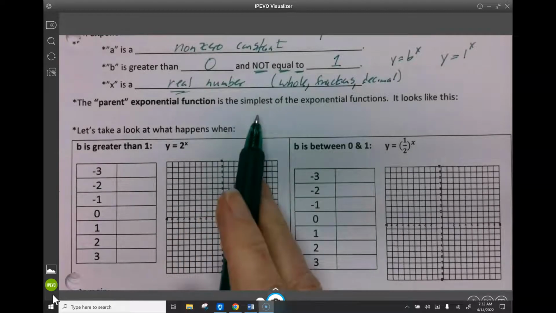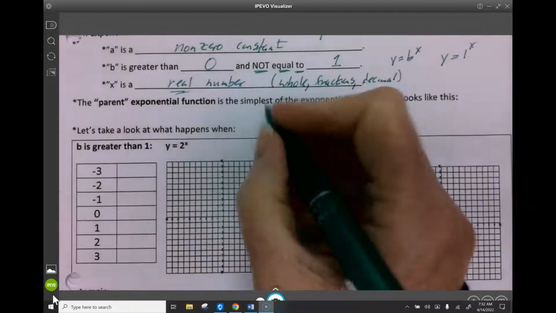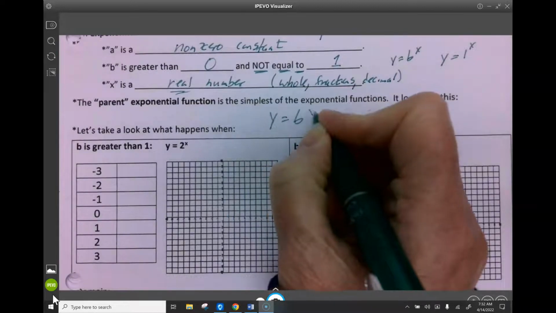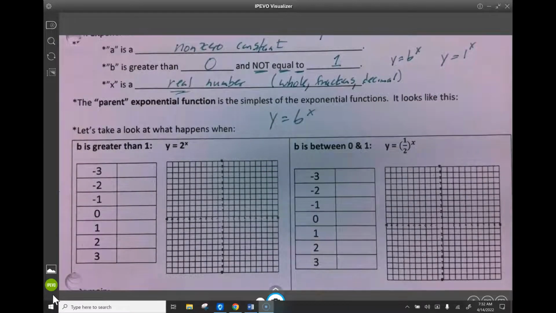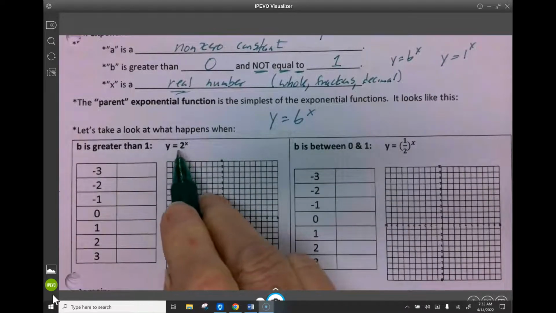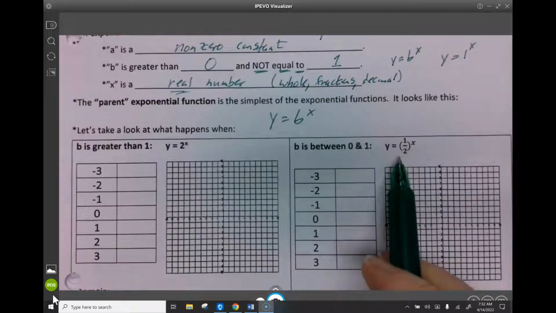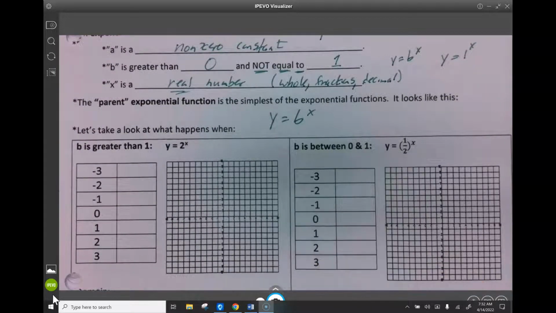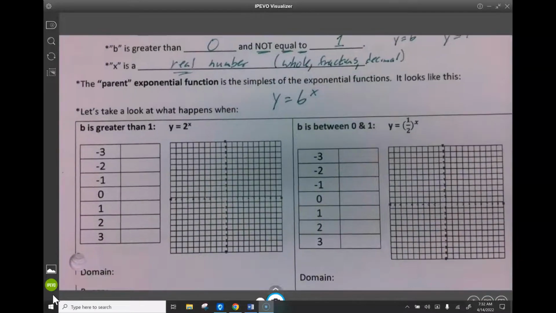The parent function in its simplest form would be y equals b to the x, and we've already talked about that. A lot of times what we're going to use is y equals 2 to the x or y equals 3 to the x, but y equals 1/2 to the x is also a fairly common one we're going to use. We're just going to explore some. So now we're going to plug in numbers. Feel free to have your calculator out because we're going to use it for lots of different things.